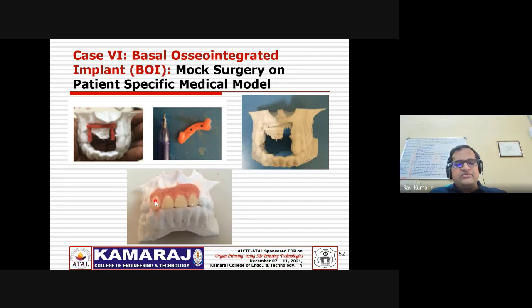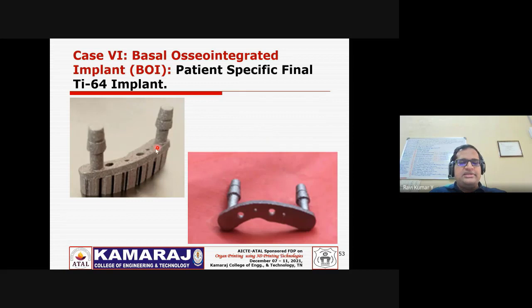Then finally we could accommodate 4 teeth instead of 5 teeth, and it went ahead for 4 teeth, and we printed this metal implant. In titanium Ti-6Al-4V, it has been printed on a powder bed based 3D printing system. It was printed along with supports, and then the supports were removed and sintering was performed.